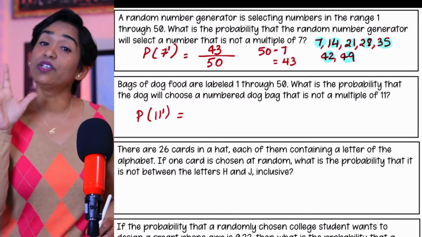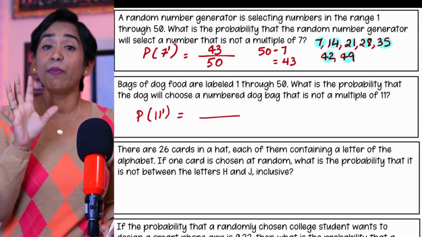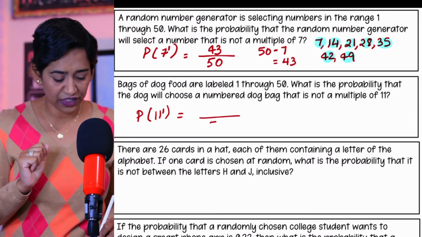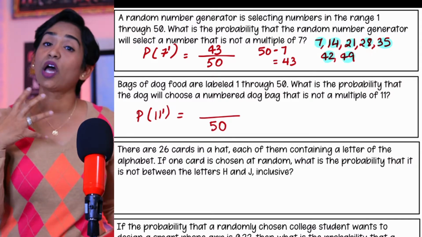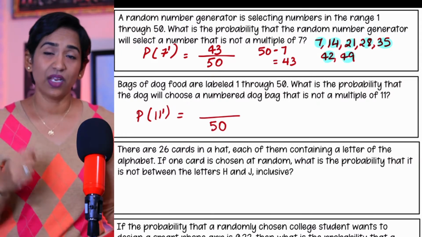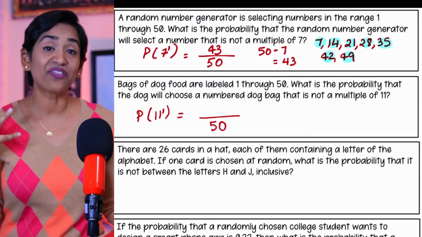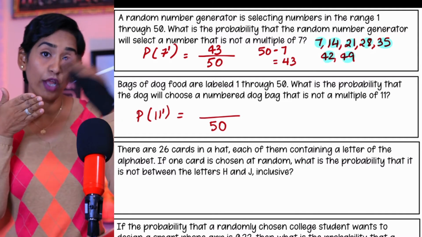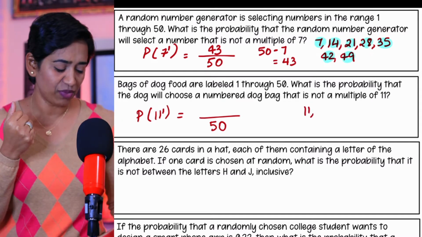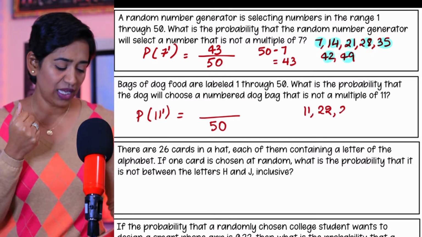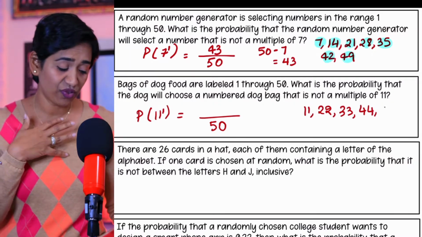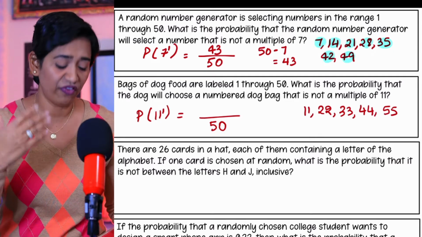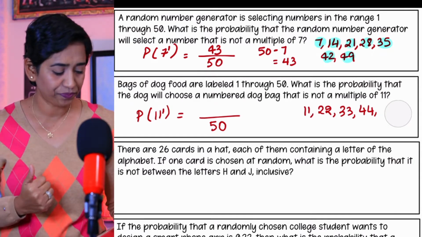Again, for probability, you start with your sample space. How many numbers do you have? 50. Let's see the multiples of 11. How many multiples of 11 do I have from 1 through 50? 11 times 1, 11 times 2, 11 times 3, 11 times 4. I can't take 11 times 5 because it goes above 50, so I don't need that.